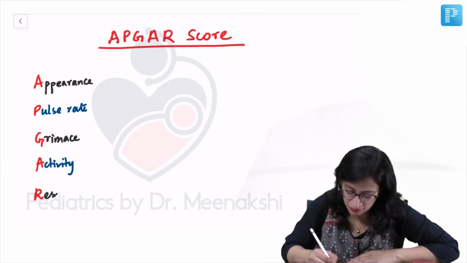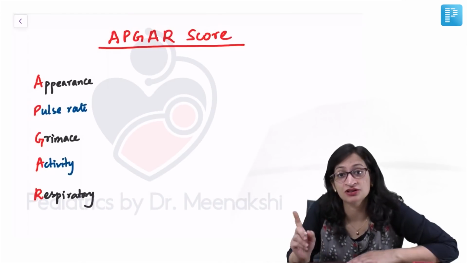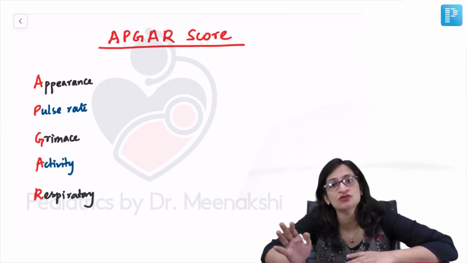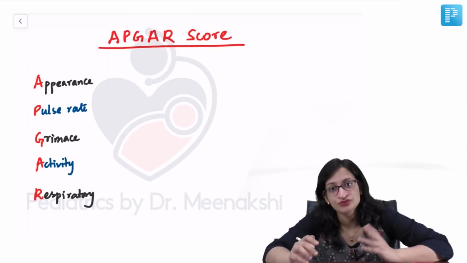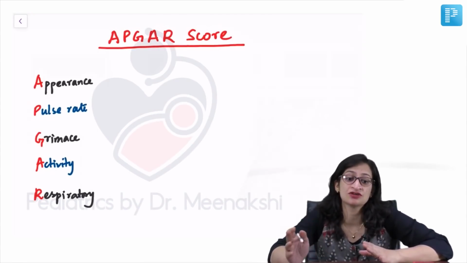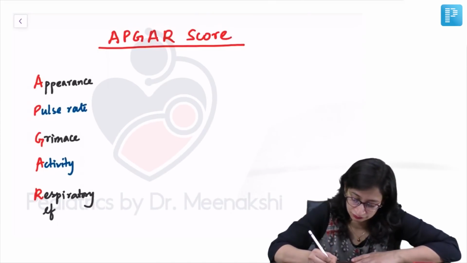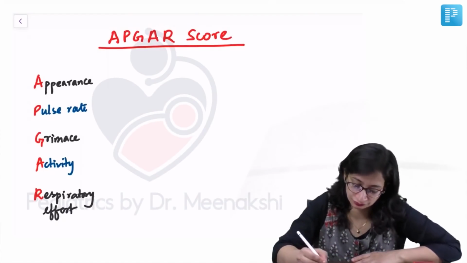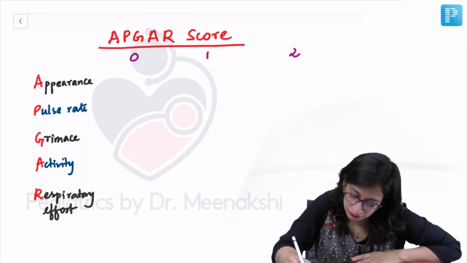Remember, R is for respiration or respiratory effort, but not respiratory rate. It has come as a question previously. All of the following are components of Apgar score except. So the answer is usually respiratory rate. Respiratory rate is not a component of Apgar score. It is the respiratory effort or respiration which is a component. Each of them can be given a score of 0, 1 or 2.